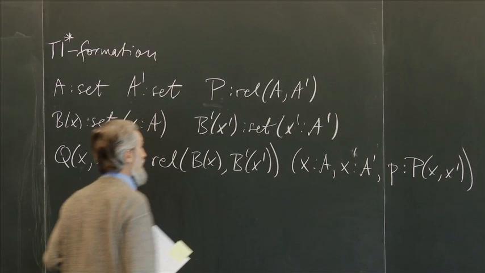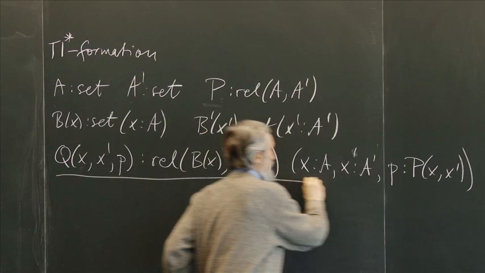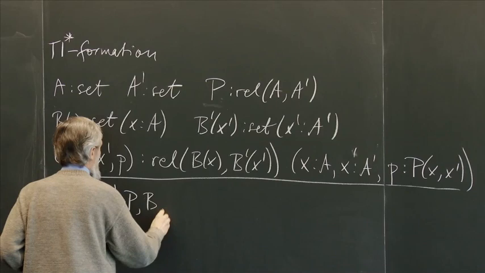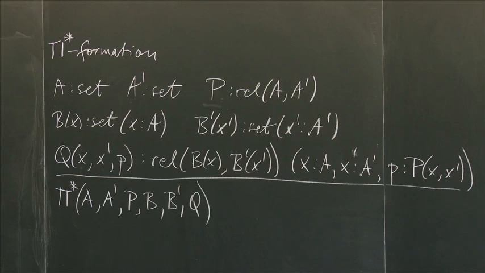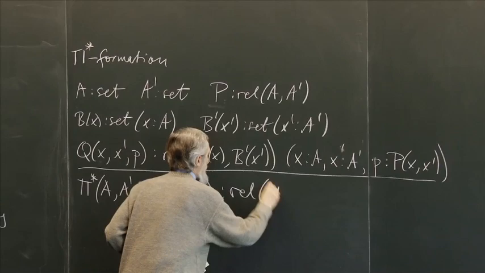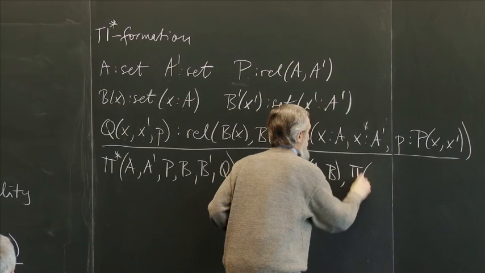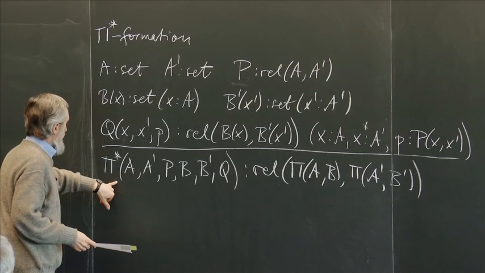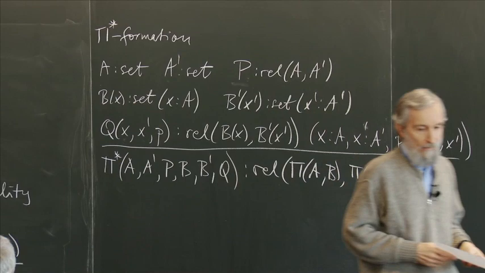So under these premises, pi star of A, A prime, P, B, B prime, Q. So what should it do? It should relate pi of A B and pi of A prime B prime. So I have to define what relation this is. It's a particular relation between pi of A B and pi of A prime B prime.